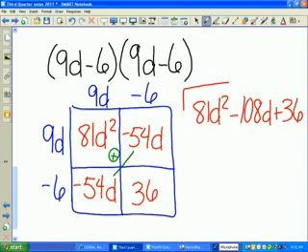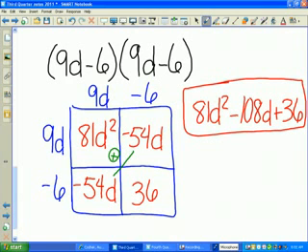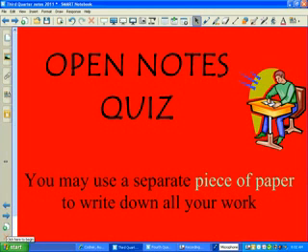I really want to make sure that everyone understands this process of doing the foil or doing the box to really help them understand the whole bit of multiplying polynomials. Okay? So, now I can flip over to the side.